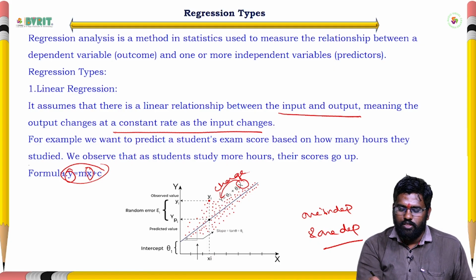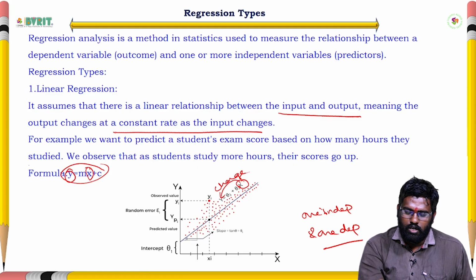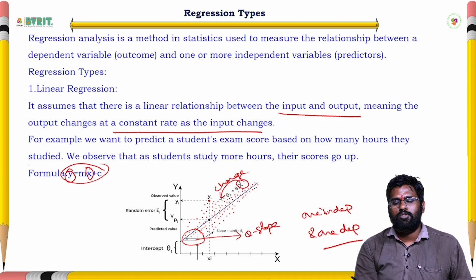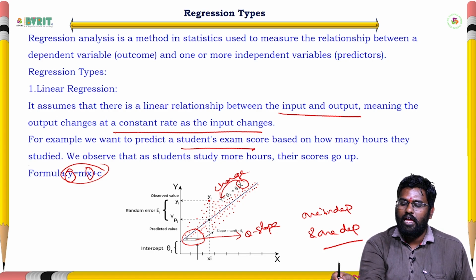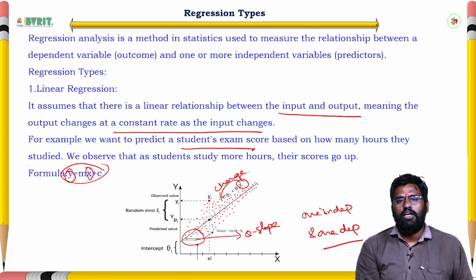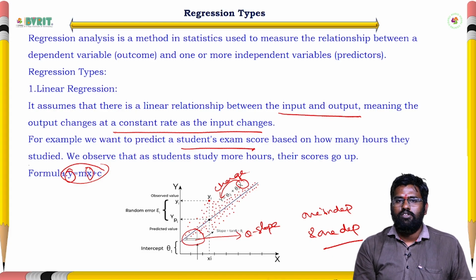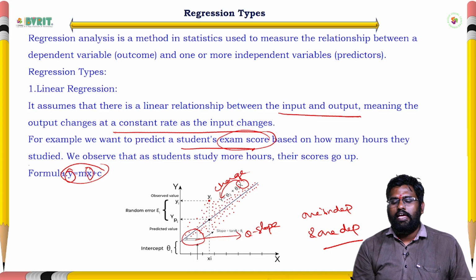So we need to show the graph y equal to mx plus c. Here theta is called the slope. We have to show the theta like this here. This is called theta, the slope value. That is the linear regression concept. For example, we want to predict a student's exam score based on how many hours they study. Based on the hours studied, we can estimate the exam score. That is a general example of linear regression.